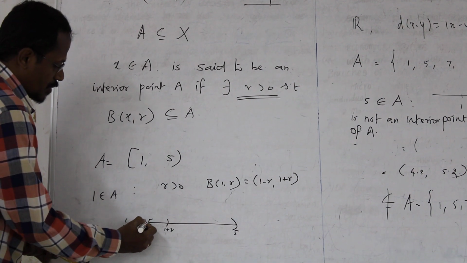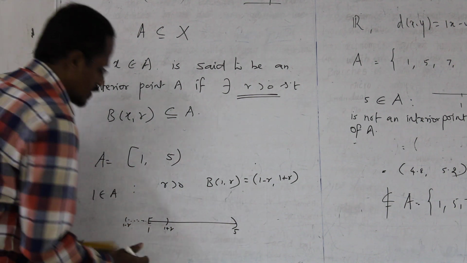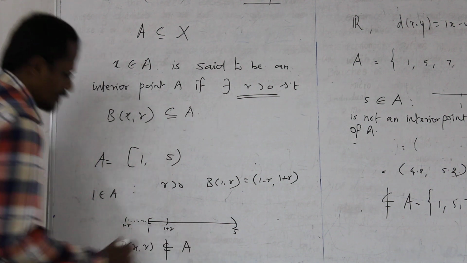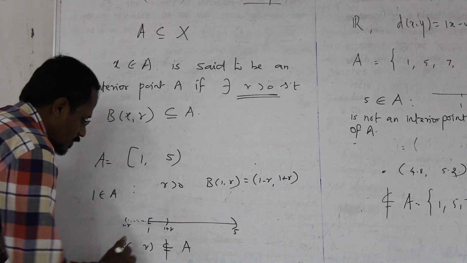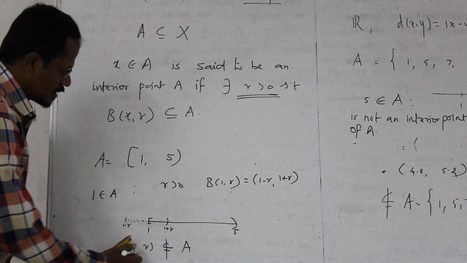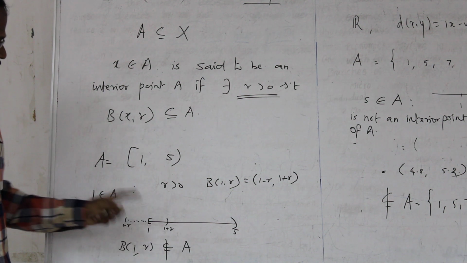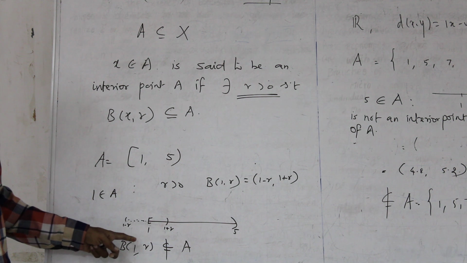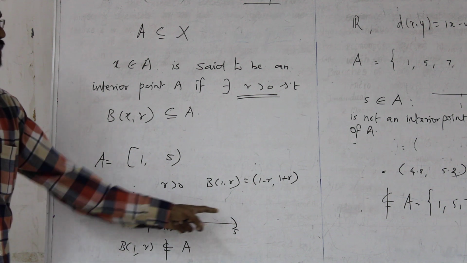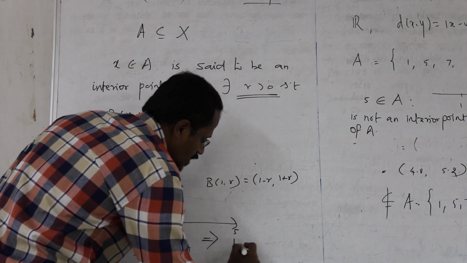Here there are many points, uncountably many points, which are not in [1, 5]. That means the ball with center x and radius r is not a subset of A. Here x is equal to 1. For the point 1, you can take any radius. The corresponding open ball with radius r centered at 1 is not a subset, because every time you give a positive number r, the left portion, 1 minus r to 1, is not a subset of this set [1, 5]. Therefore 1 is not an interior point.